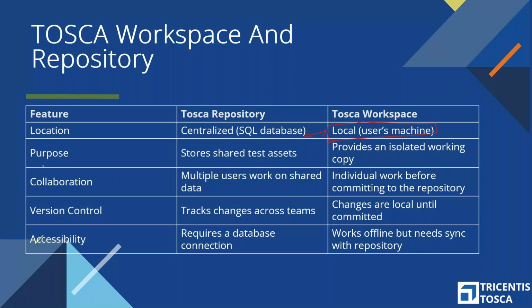The purpose of the Tosca repository is to store the shared test assets. Test assets can be modules, test cases, requirements, defects, execution lists, everything. Whatever assets are available in the shared repository get stored. Even if you delete the local workspace, you can create a new workspace, connect to the centralized shared repository, download the components and artifacts to your local machine, and start working from wherever you left off.